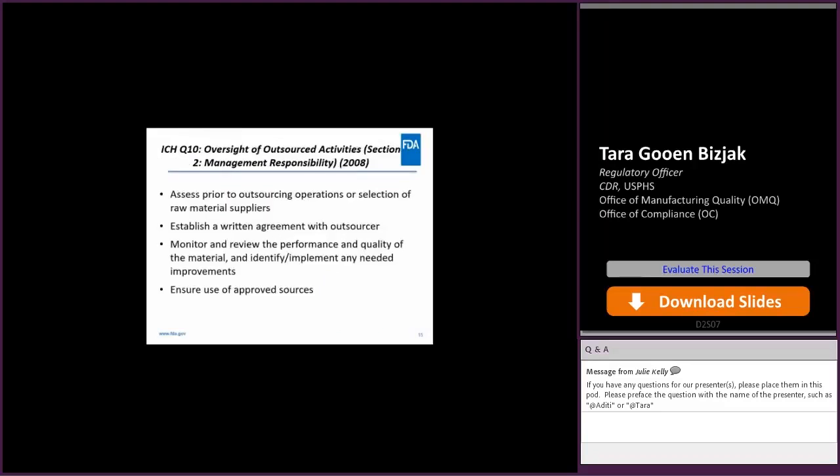Some examples of these responsibilities include assessing prior to outsourcing operations or selection of your suppliers. This is what I've mentioned a couple times, the importance of making that initial assessment to make sure that you're partnering with the right companies. Establishing a written agreement with the outsourcer. Monitoring and reviewing the performance and quality of the material, and identifying or implementing any needed improvements. That's more in the life cycle piece. And then ensuring the use of approved sources as well.